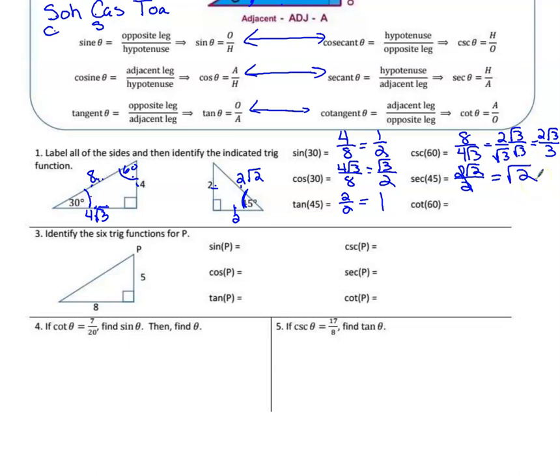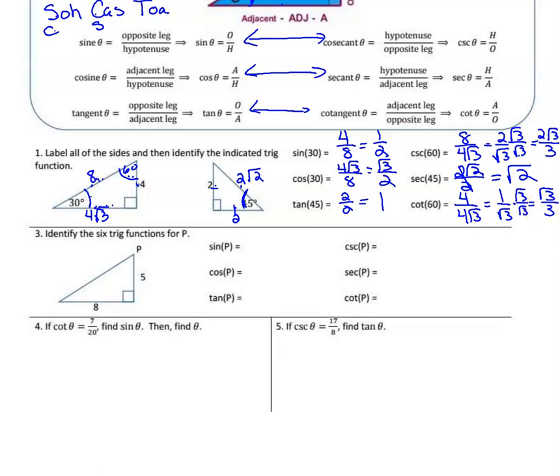And the last one, cotangent of 60. Here's the 60. Cotangent is adjacent leg over opposite leg. So 4 divided by 4 square root of 3, which reduces to 1 over the square root of 3. And when you rationalize, you multiply by the square root of 3 over the square root of 3, and you get square root of 3 divided by 3.